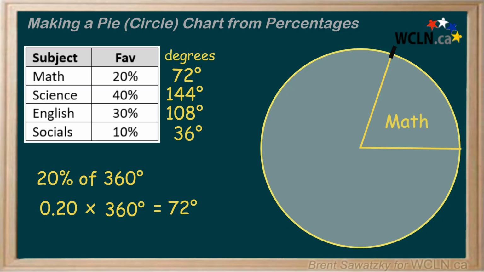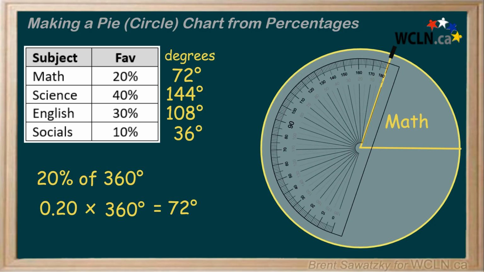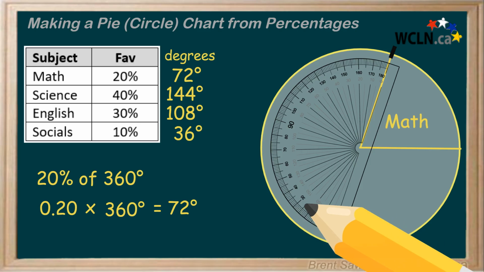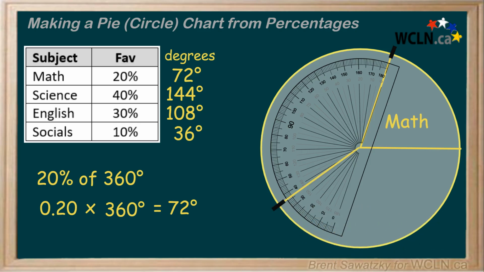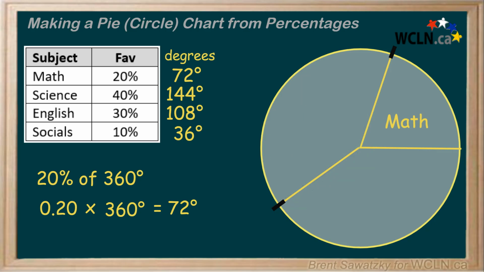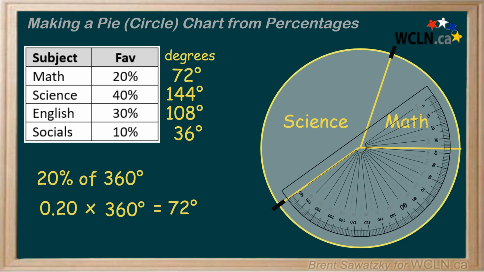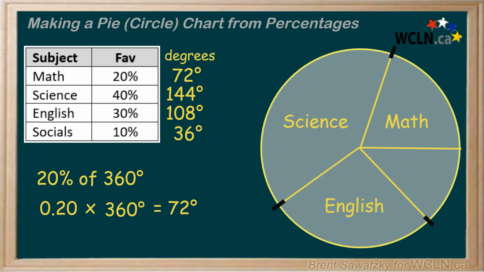From there, let's measure 144 degrees. Again, we align the baseline, then mark 144, and then we draw a second border for our next segment. And we can label that one as science. The next segment is 108 degrees. We'll do the same. Align the baseline, mark the point, and draw our line, and that one is English. And our leftovers will be our socials segment.